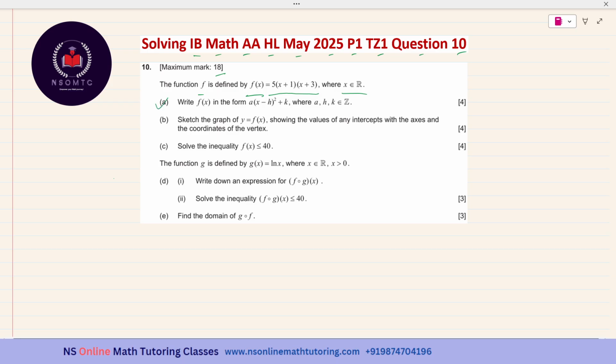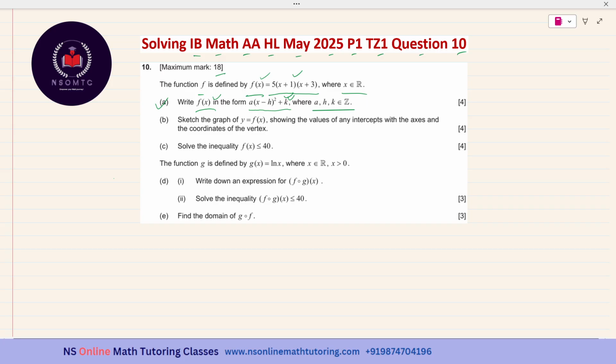The part is question is write f of x in the form of a times (x minus h) whole square plus k, where a, h and k are integers. This is the vertex form of f of x and this is the root form of f of x. Quadratic expression.